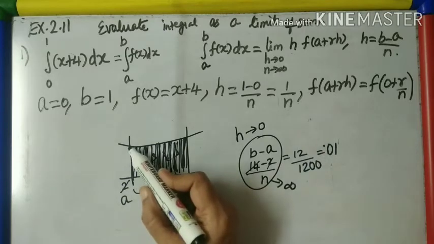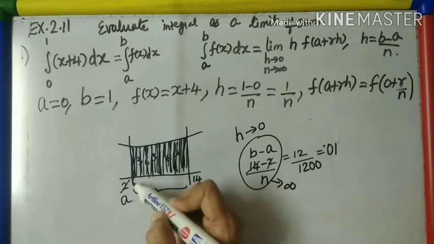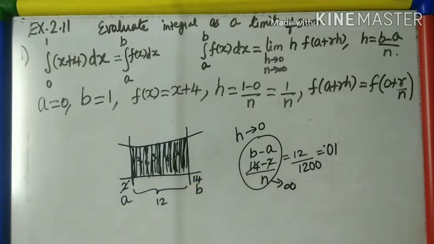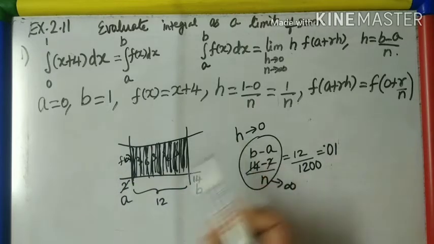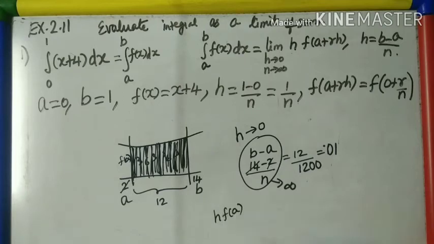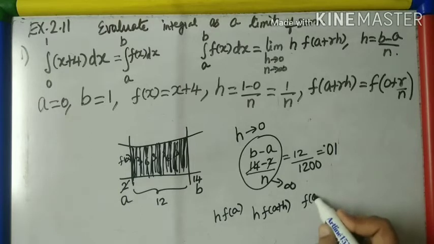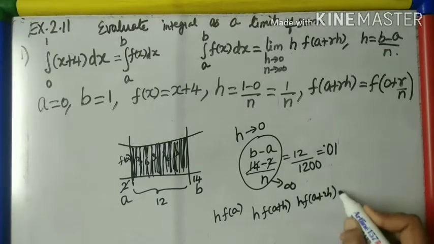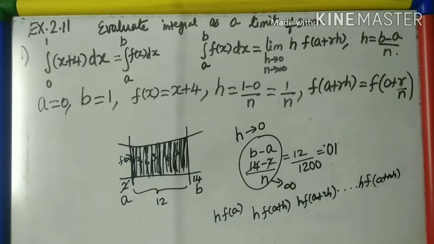Now, what is the small rectangle that I take? That small rectangle, what is the area? It is length into breadth. Length is f of a and breadth is h, because very small length. So h into f of a for the first segment. Second segment, h into f of a plus h. Next segment, h into f of a plus 2h and so on. Last segment, f of a plus nh into h. So all this I want to add up.